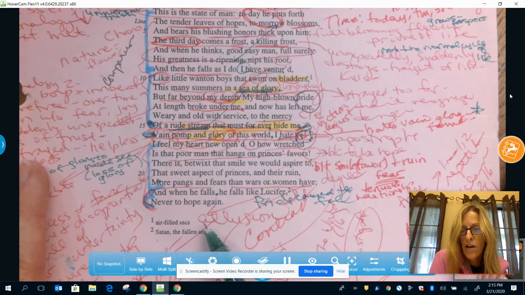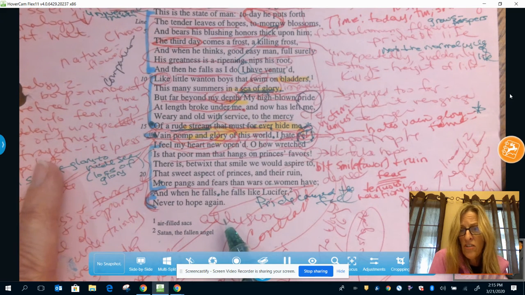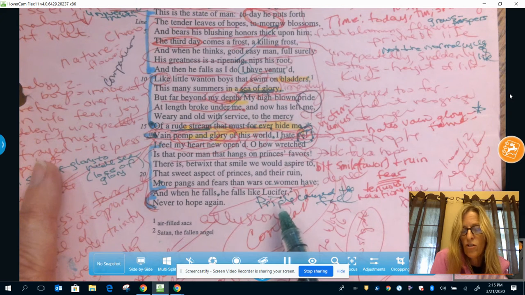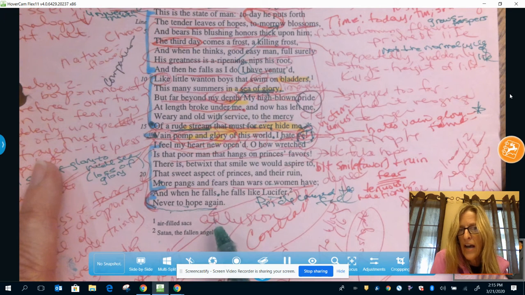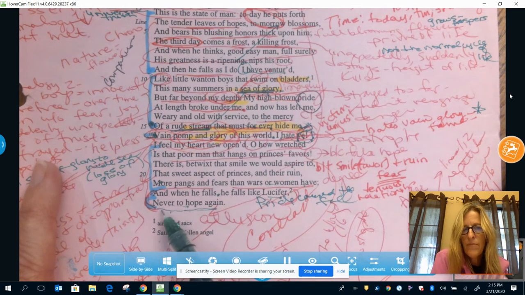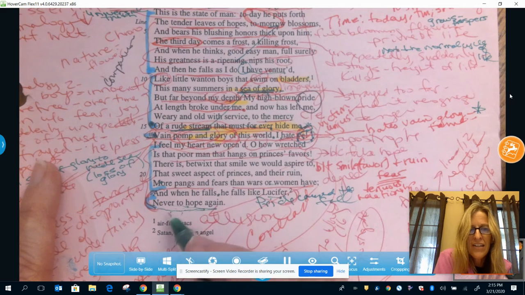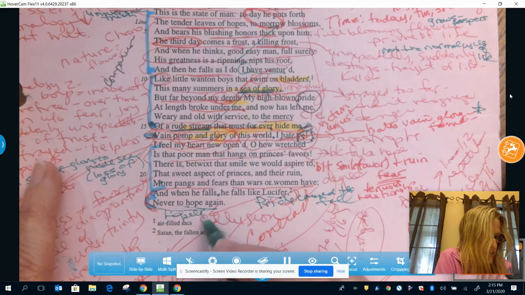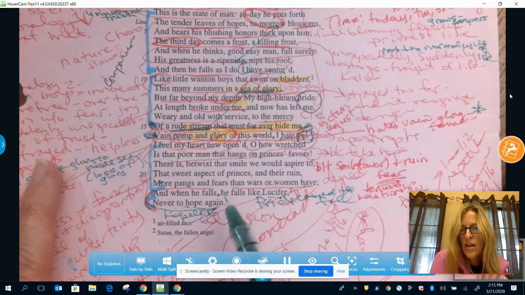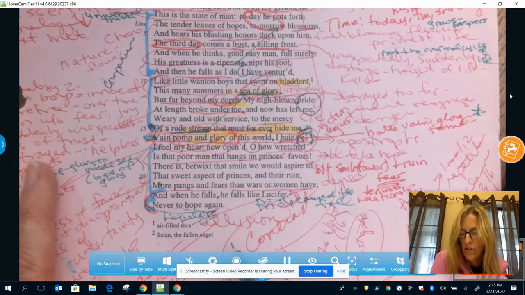Lucifer is one of God's most handsome angels who aspired to have equal power. Pride led to his fall. And once he was cast into hell, he wasn't going to get out. There wasn't going to be an, "Oh, gee, messed that up. Do you think I could come back?" Never to hope again. And so there is that sense of hopelessness, that sense of resignation, acceptance, even though there's still that little bit of anger.